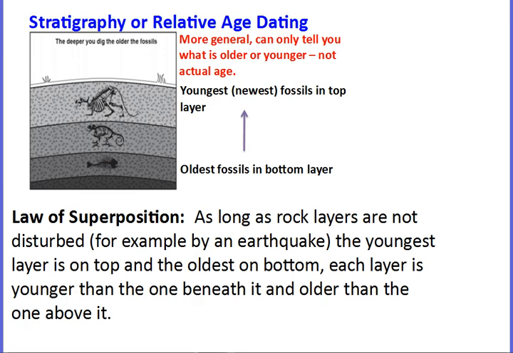And stratigraphy, or relative age dating, is a general way of talking about how old a rock layer is. It doesn't tell you how many years old. It cannot tell you in millions of years how old something is. You can only use the rock layers to tell whether something is older or younger than something else. So we know that the youngest or newest fossil layers are in this top layer, and the oldest fossils are in the bottom layer. So when I look at these layers here, I can say this fish is older than both this lizard and this puma, or whatever kind of animal it is. I can say this lizard is younger than the fish and older than the puma.